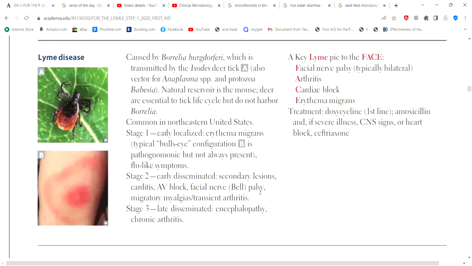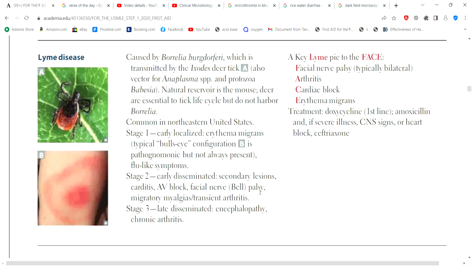Okay. So Lyme disease. Lyme disease is caused by Borrelia burgdorferi, which is transmitted by the Ixodes deer tick, also vector for Anaplasma spp. and the protozoa Babesia. We'll get back to that. The natural reservoir is the mouse. Deer are essential to the tick life cycle, but do not harbor Borrelia.